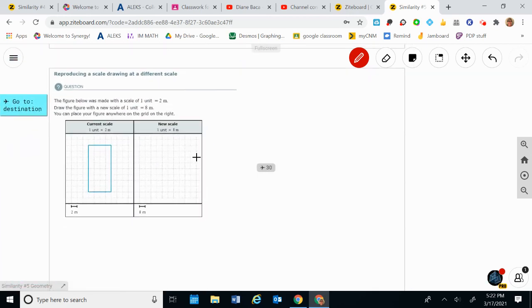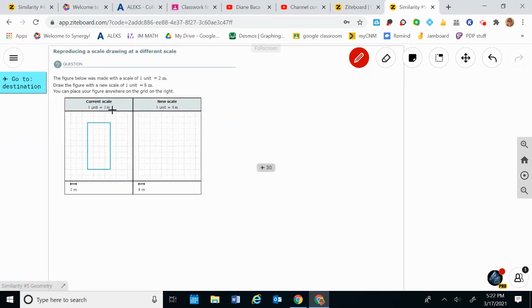Next one. 1 unit equals 2 meters, and the new scale is 1 unit equals 8. So first let's get the distance: 2, 4, 6, 8. This is 8. This is 2, 4, 6, 8, 10, 12, 14, 16. If 1 unit equals 8, then we're just going to have 1, and this is 16, which means there's only 2. It's like the littlest rectangle ever. And that's it. That's all for notes.